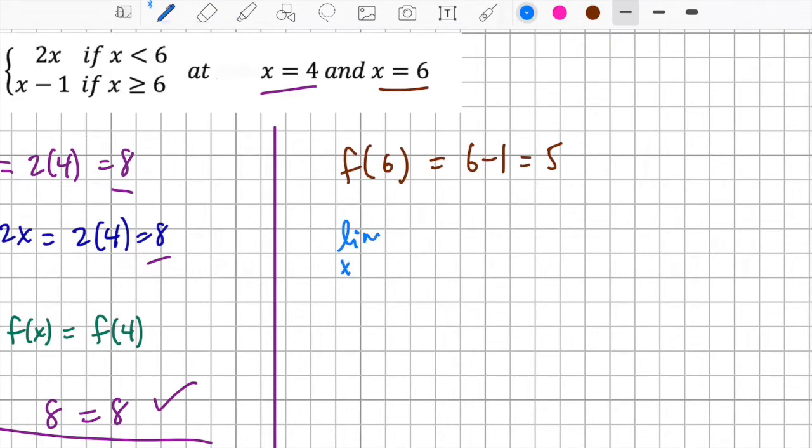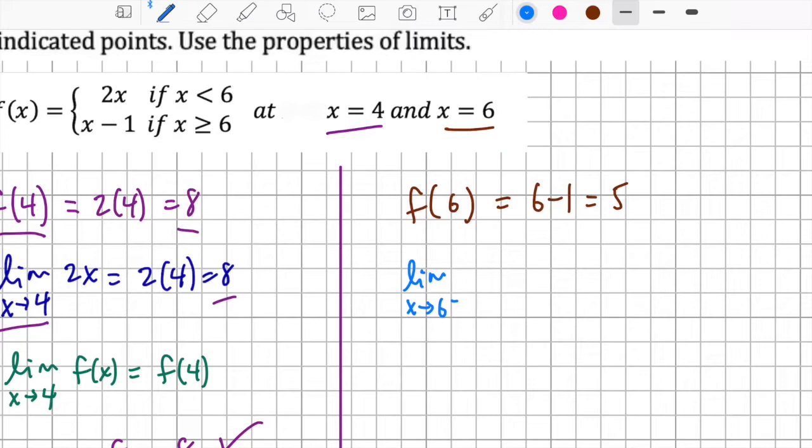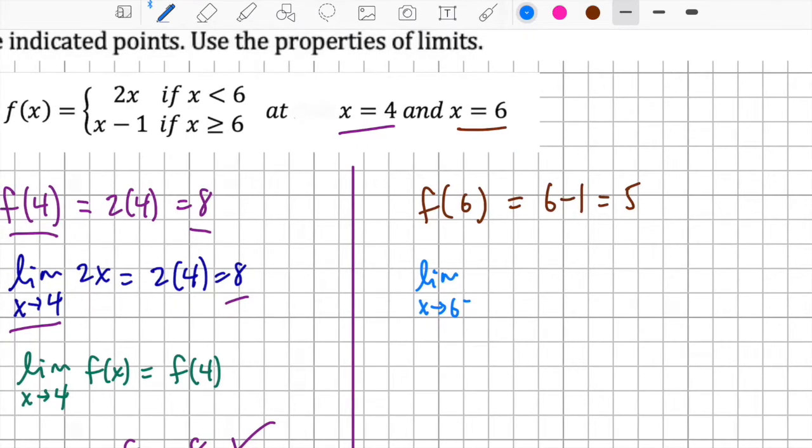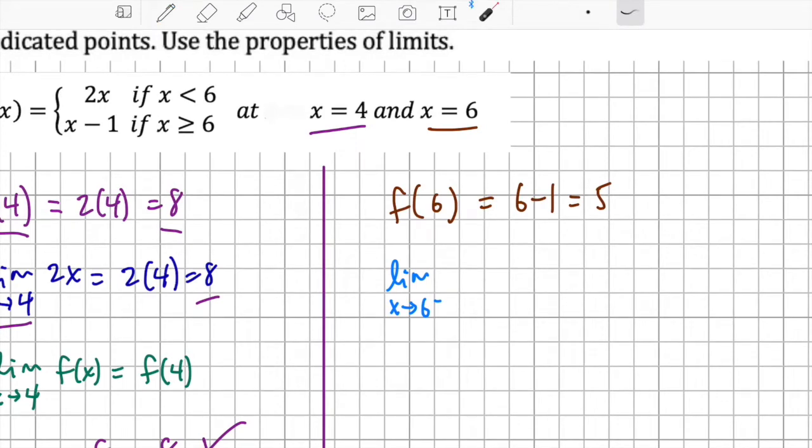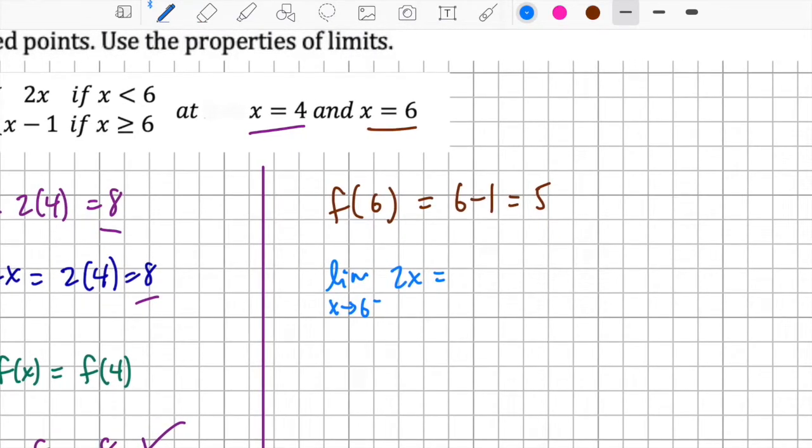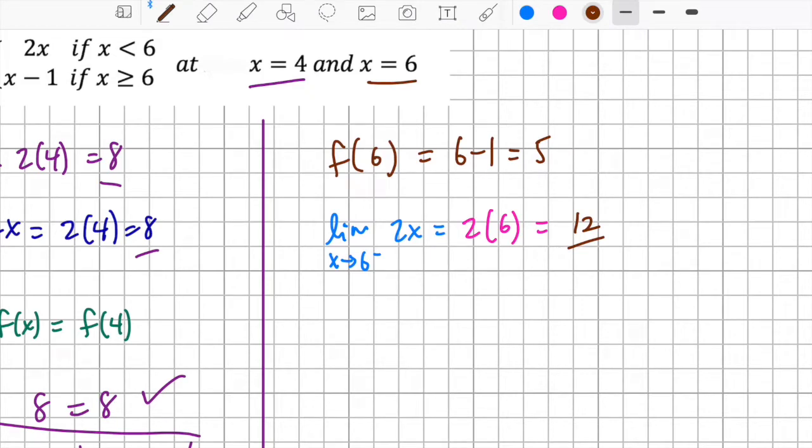So here we go. The limit as x approaches 6 from the left. From the left means less than 6, just like I said on the previous questions. So less than 6 meaning we're going to use this function, 2x. So I just say 2x, plug it in. 2 times 6 gives me 12.